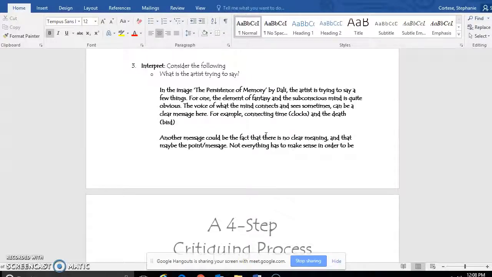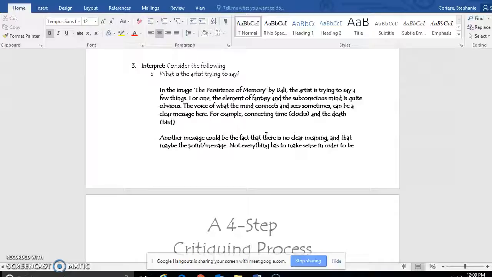Stage 3 is interpretation. This is where you tell me what you think the artist is in fact trying to say. So it is the idea of what message do you think the artist is trying to articulate to their audience?